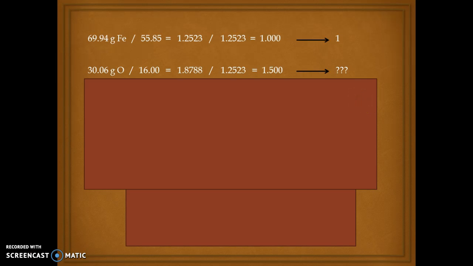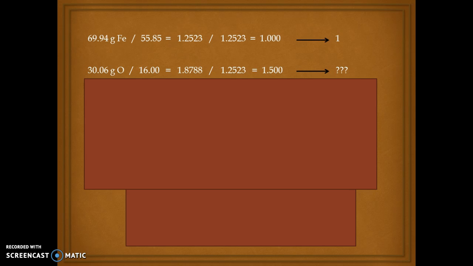So, here I've shown the calculation. This one works out to be 1.2523 moles. This one's 1.8788 moles. So when I divide both by the smallest, I get a 1 and I get a 1.50. So now the next step says look for fractions. Well, this is clearly a 1, but 1.50. Is that 1? Is that 2? Do we round it? Do we truncate it?